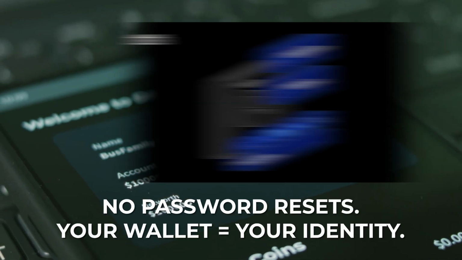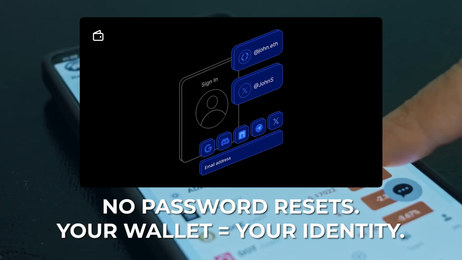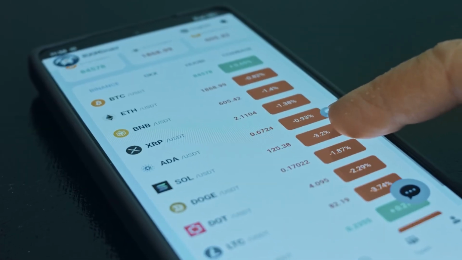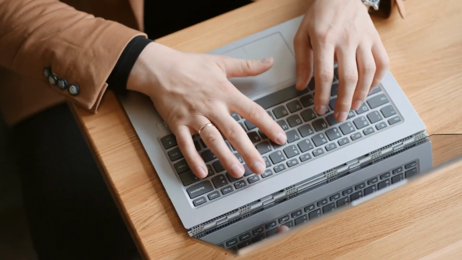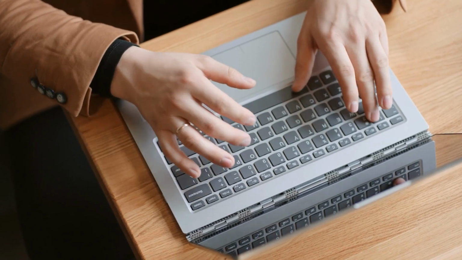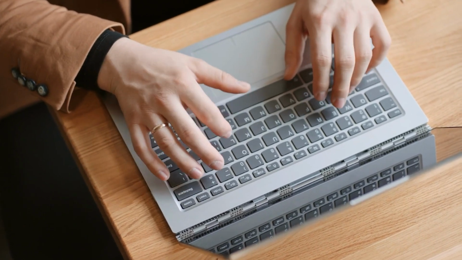Web3 authentication is cryptographic. Your wallet is your identity. When you connect a wallet to a dApp, you're proving ownership of a cryptographic key, not sharing a password. There's no centralized credential database to breach, no password resets, no email verification.